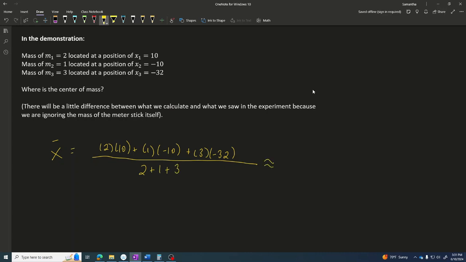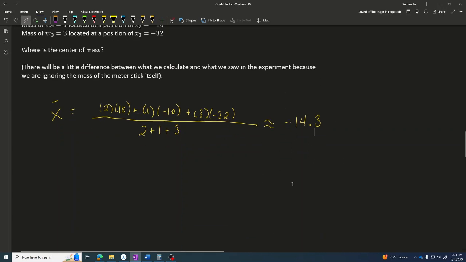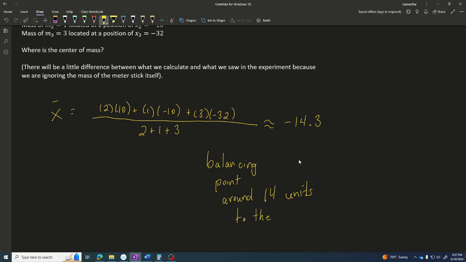So if you calculate this on a calculator, this works out to be about negative 14.3, if I remember correctly. And so this would indicate a center of mass, a balancing point, which is around 14 units to the left of the center of the stick.